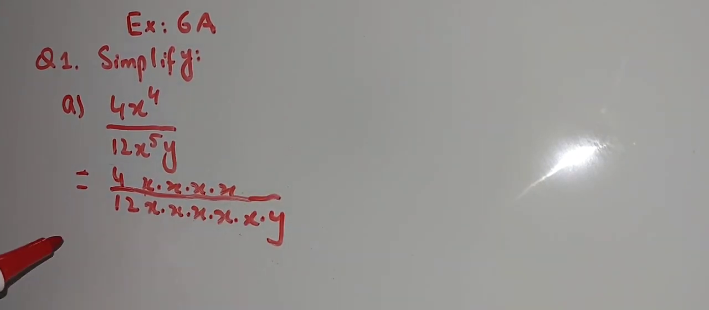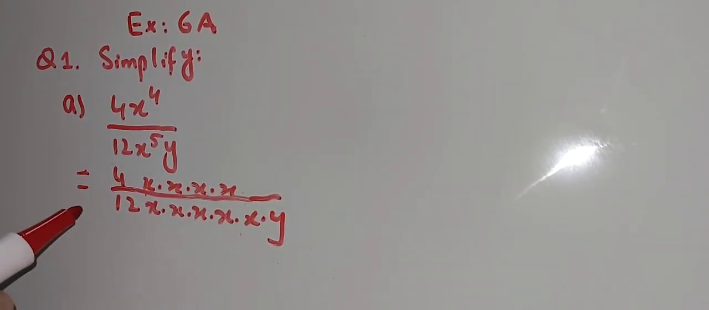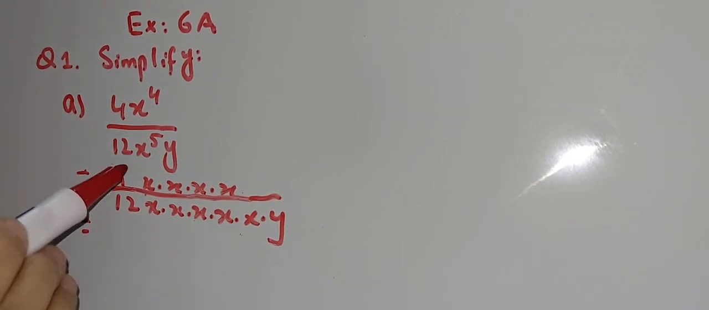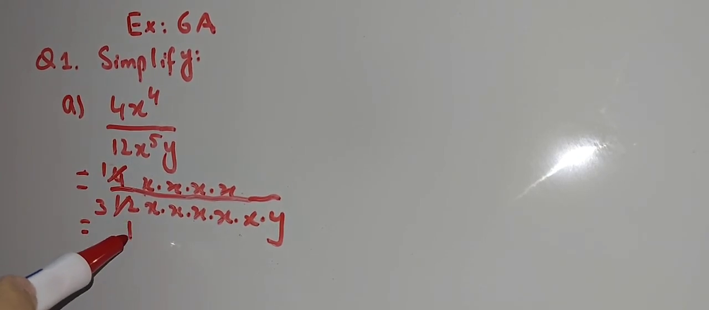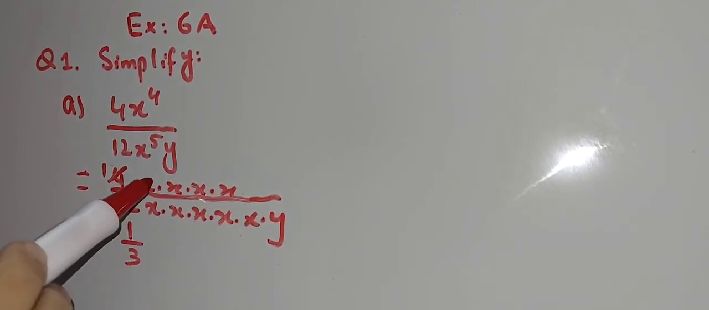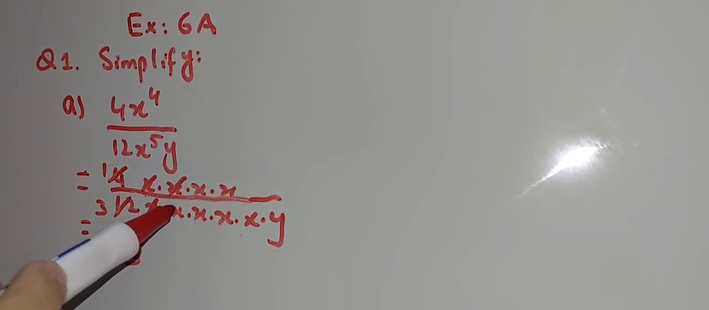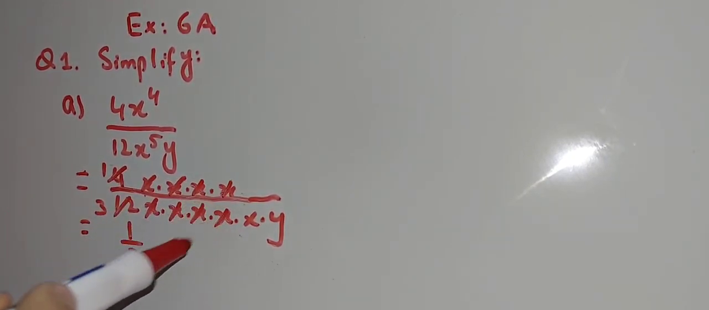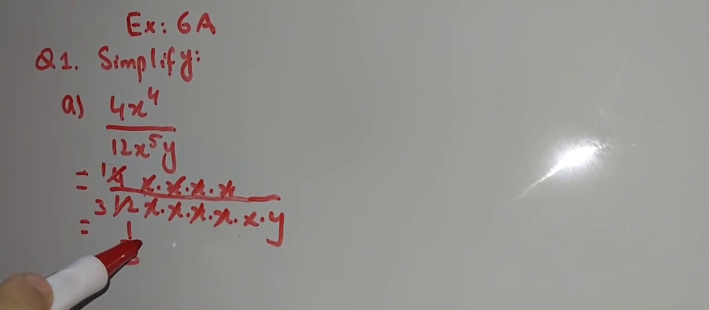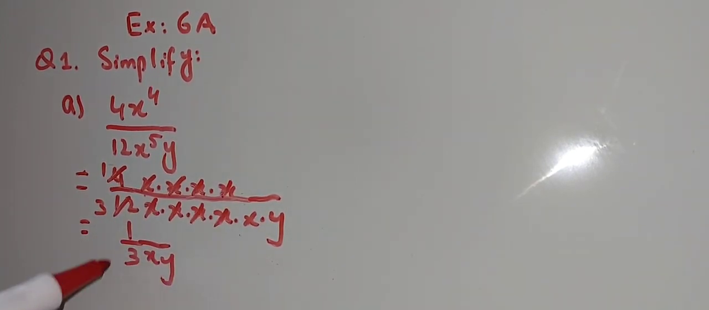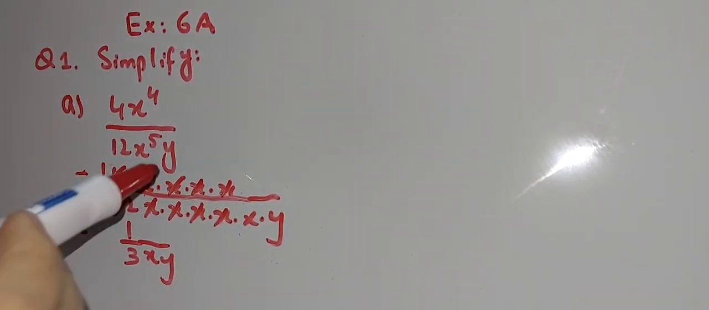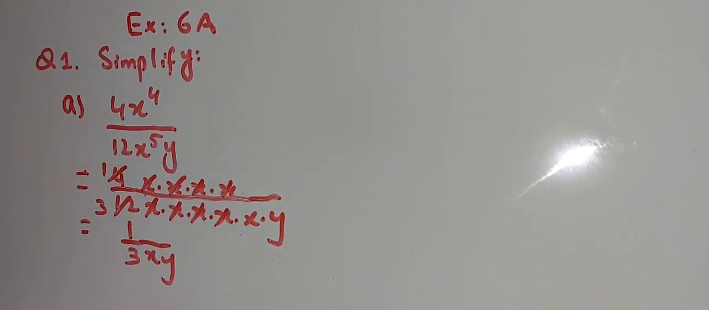So for your understanding, what we are going to do: first of all, we will divide. 4 1s are 4 and 4 3s are 12. So it will become 1 upon 3. Then this x will cut this one, this one, this one, this one. What is left? Only here x, y. Because y has nothing to compare, so it will come as it is. So our answer will become 1 upon 3xy. You can simply do this by 5 minus 4, you will be left with only 1x.